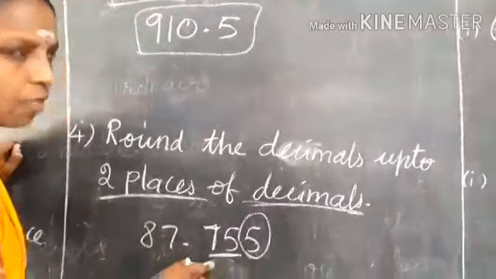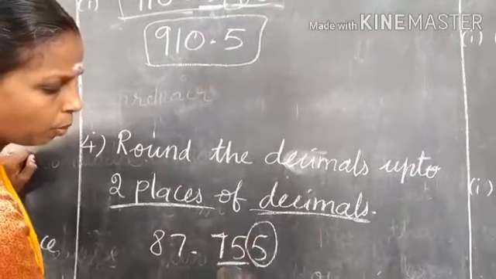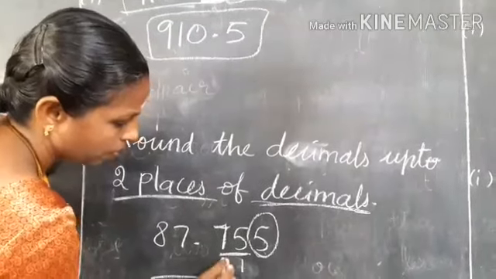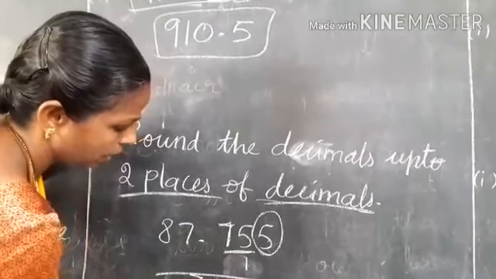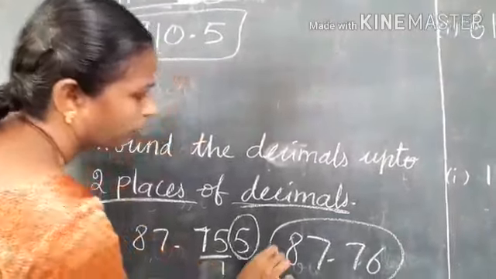The place values here are very important for children. Right side, the first number. So here 5 plus 1 is 6. 7.78. 87.76 is the rounded value.